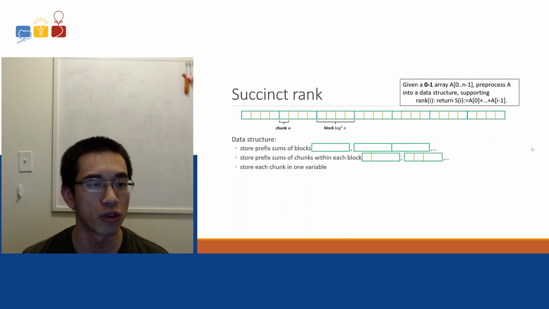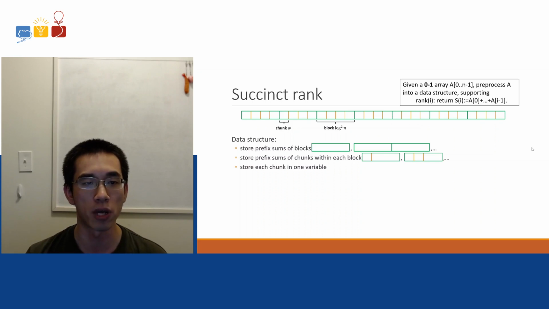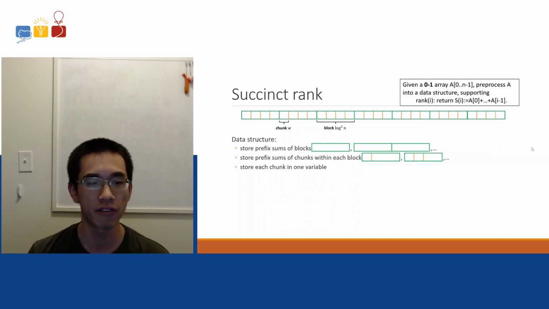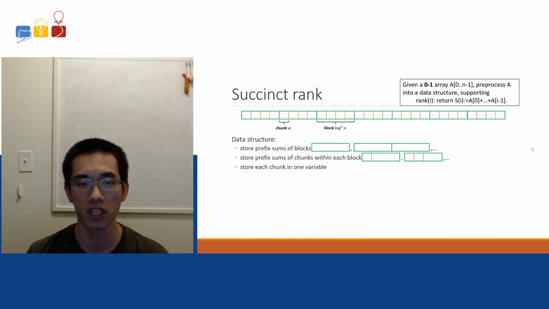And then in the data structure, we first store the prefix sums of the blocks. So how many ones are there in the first block? How many ones are there in the first two blocks and the first three blocks, and so on. And then we store the prefix sums of the chunks within each block. For each block, we're going to store how many ones are there in the first chunk within this block, how many ones are there in the first two chunks within this block, and so on. And finally, we're going to store all chunks separately, each chunk in one variable.